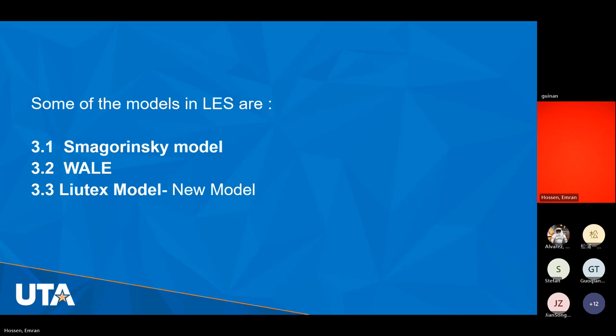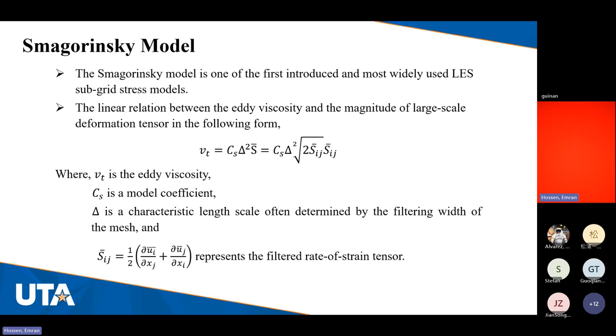The Smagorinsky model is one of the first introduced and most widely used LES subgrid stress models. It gives a linear relation between the eddy viscosity and the magnitude of the large-scale deformation tensor in the following form: nu_t equals Cs delta squared S bar. Here nu_t is the eddy viscosity and Cs is the model coefficient, and delta is a characteristic length scale, often determined by the filtering width of the mesh.